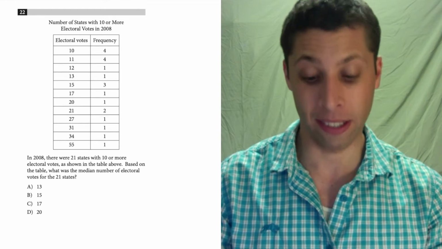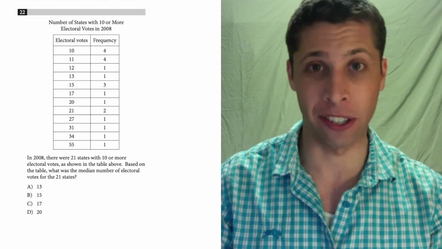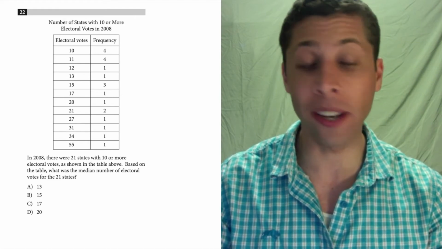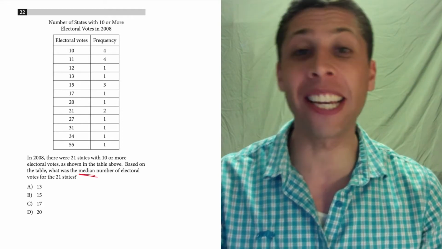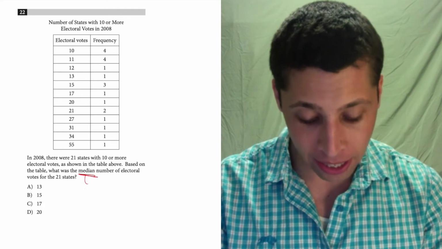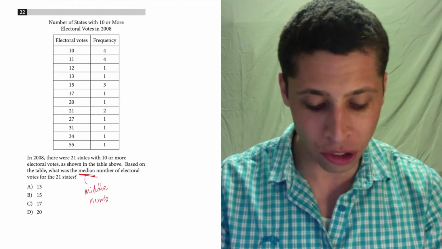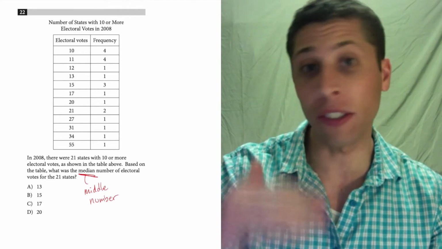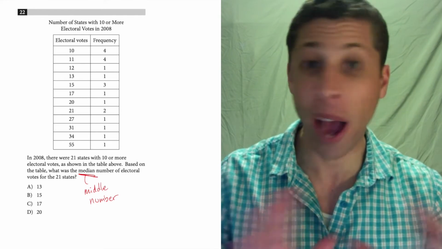Question 22 is a question that you need to get right. There are no exceptions here. It requires very little knowledge except one definition, and the question gives it to us. We need to know what a median is. A median is the middle number when you arrange a set from greatest to least or least to greatest, it doesn't matter. As long as they're in order, the middle number is the median. You have to know that for the SAT.